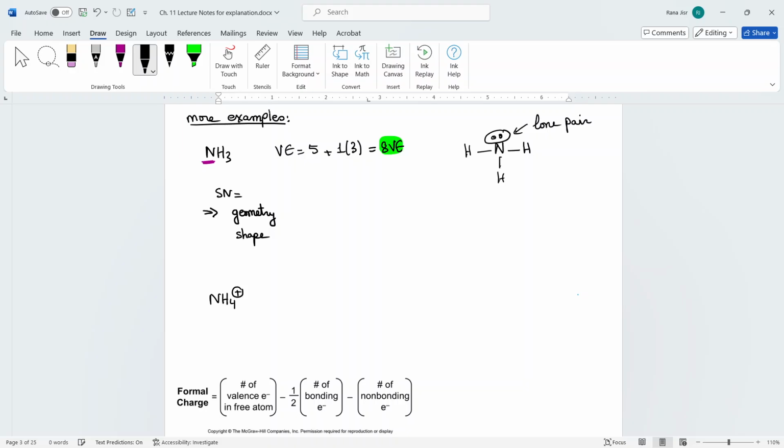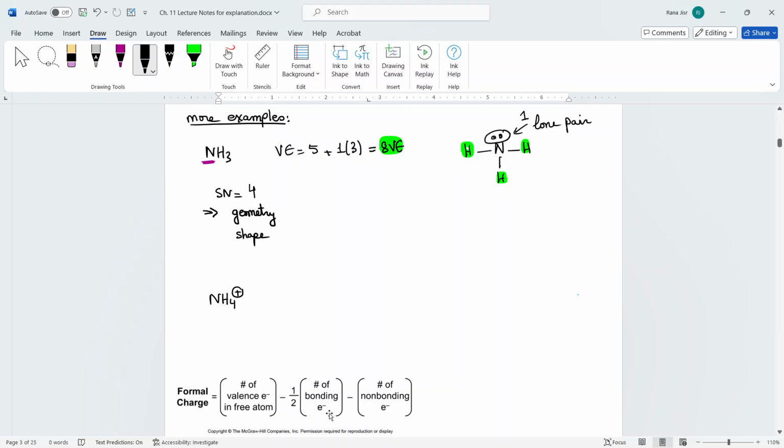So how many lone pairs do I have? I do have 1 lone pair. To calculate the steric number, it's the number of atoms connected to the center. So here I do have 3 of them, plus the lone pair. So it's the number of atoms connected to the center, which is 3, plus the lone pair, which is 1. So the steric number here is equal to 4.